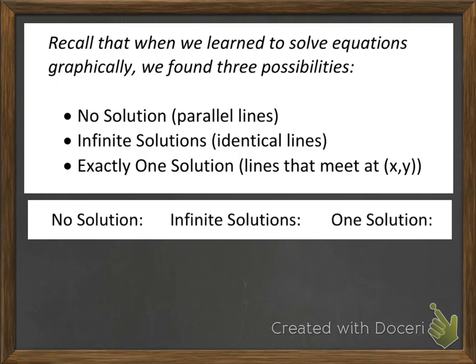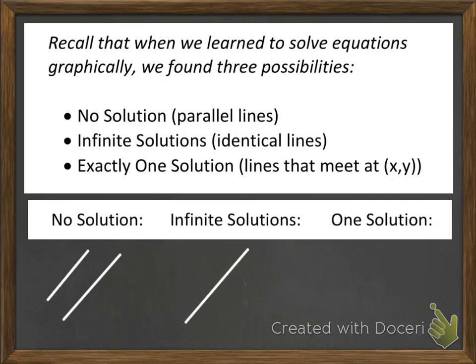There might be no solution. For example, in this case, you can see we have parallel lines. Anytime you have two parallel lines, they never meet, or they meet at infinity, so we would say they have no solution. We could also have infinite solutions.